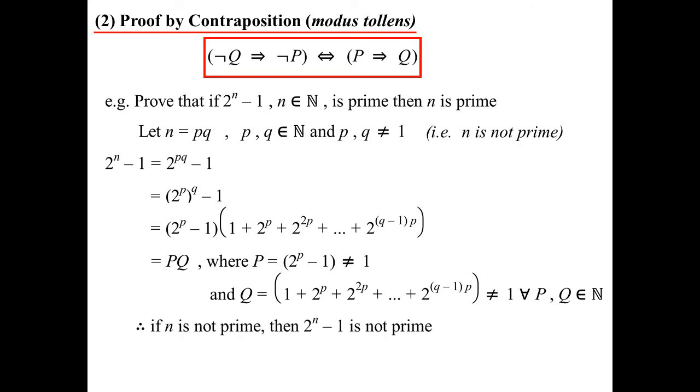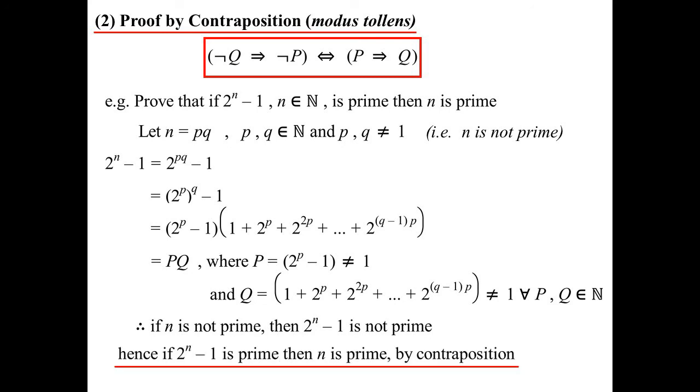Thus, if n is not prime, that's what I started with, then 2 to the power of n minus 1, I've just shown, is not prime either. Hence, if 2 to the power of n minus 1 is prime, then n is prime by contraposition. All right, now let's look at, and this one's really cool in Latin, by the way, proof by contradiction. Reductio ad impossible.